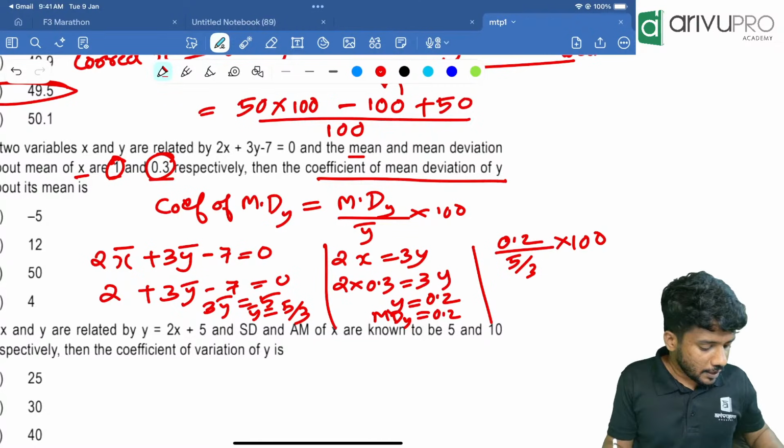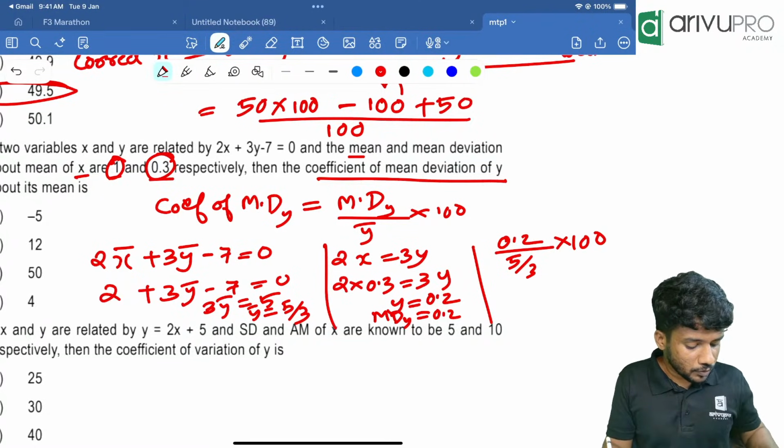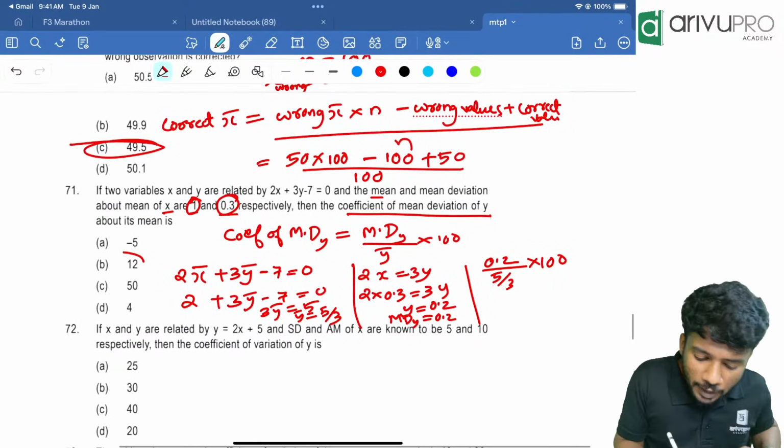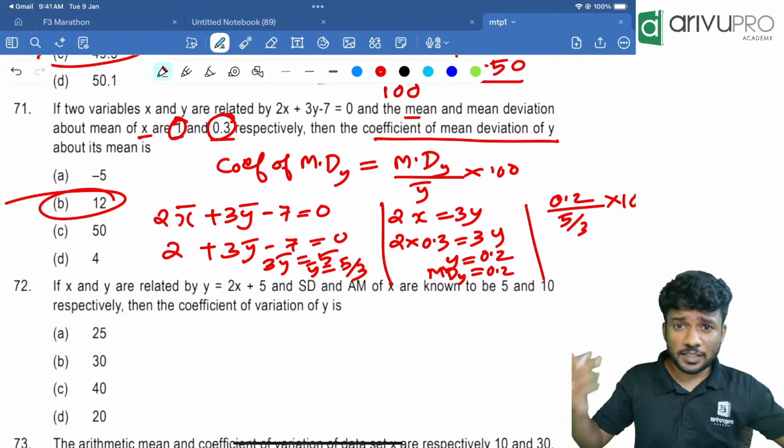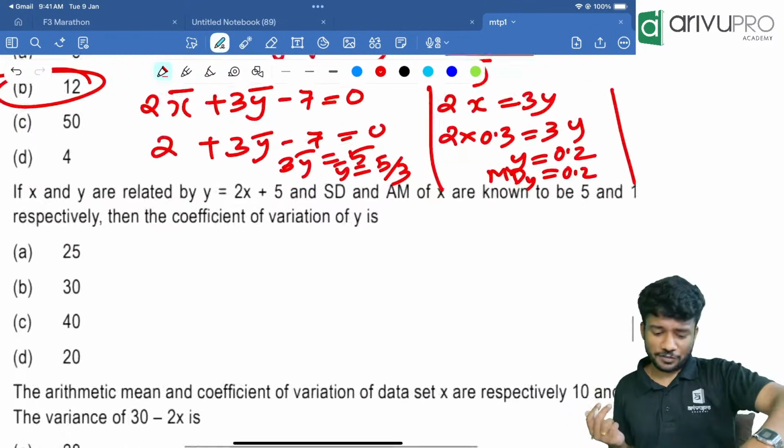This goes to this side. How much you are getting? The 0.2 into 3 divided by 5 into 100. How much is the answer? 12 is the answer. Got the method? Yes. If you want more detailed information, you can check the marathon or our class videos. You can refer that.